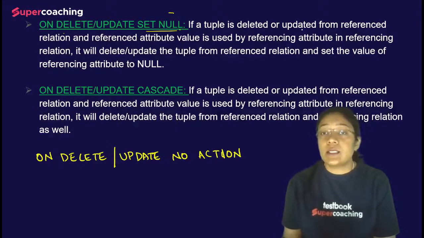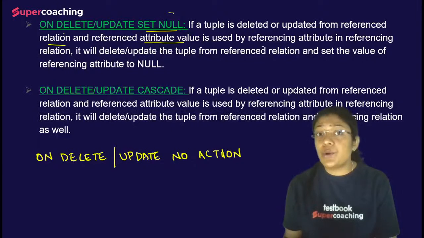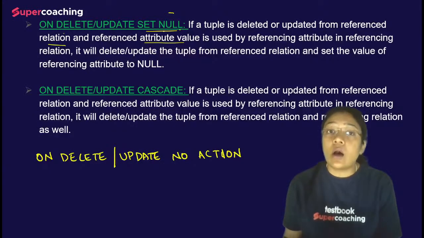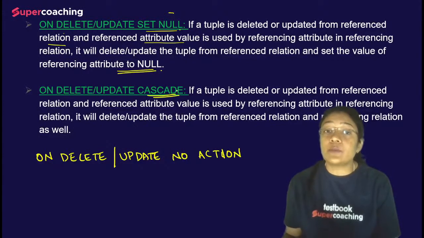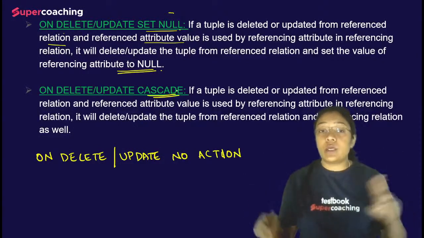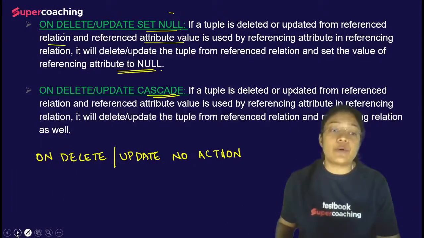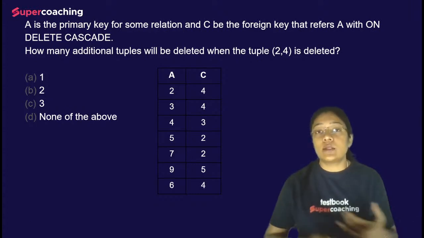So if a tuple is deleted or updated from the referenced relation or referenced attribute, and the value is used by the referencing attribute, on delete or update में क्या होगा? That value will be set to the null. Cascade के case में operation will be performed on both the relations. In case of no action, नाम से समझ में आ रहा है कोई action perform होगा ही नहीं. Okay, so this is all about the concept of the keys.